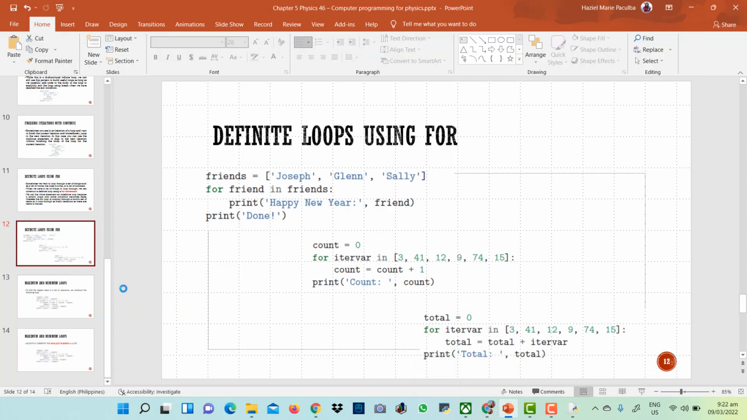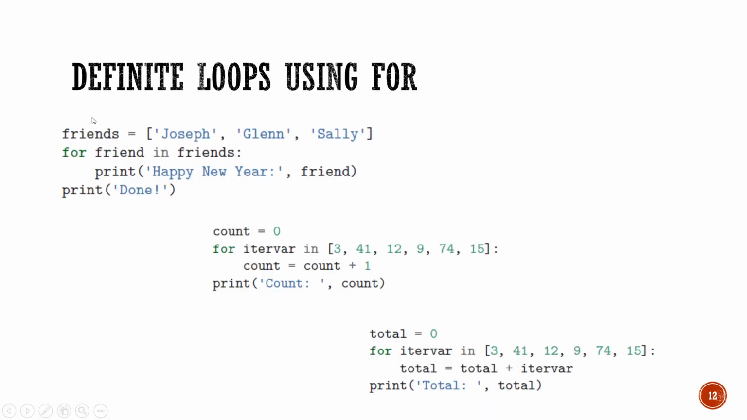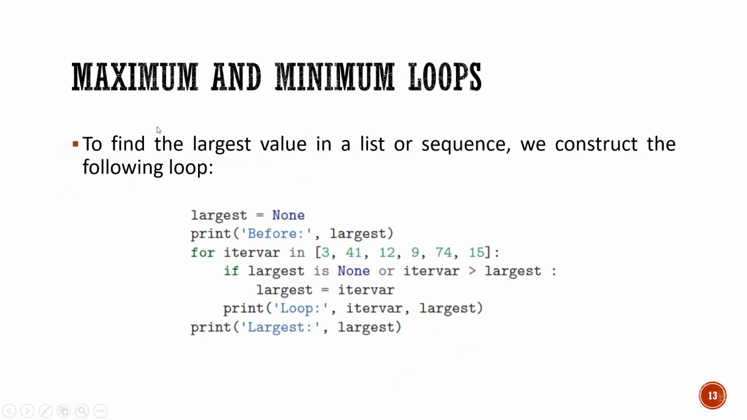So next, I already covered the maximum and minimum loops. So in this code, let's try this one. In this code, we will find the largest value in a list or in a sequence. I already showed this in our code before, but let's try this program again. This program will find the largest value in a list of numbers.